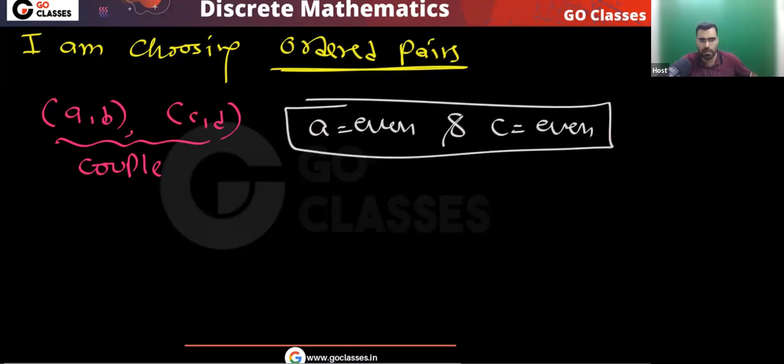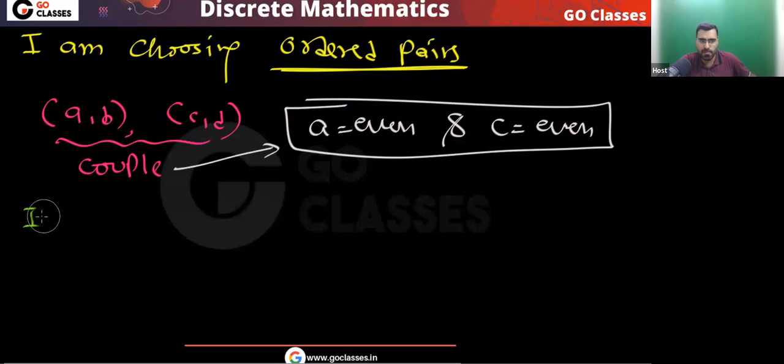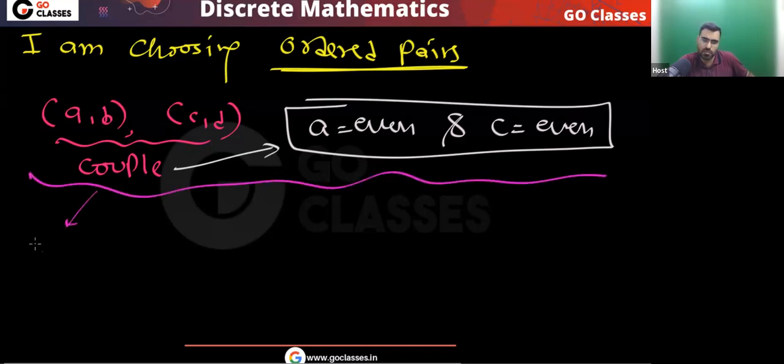Let me call it a couple. So I want a couple. I am choosing ordered pairs back to back, collecting ordered pairs, and I want this type of couple. So you tell me, minimum how many ordered pairs do I need to choose so that I get this type of couple?